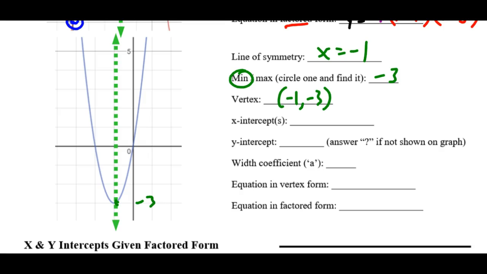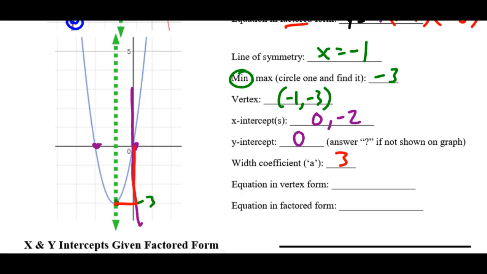X-intercepts, we get that by looking at where it crosses the x-axis, which is going to be these 2 points. Generally with a parabola, you're dealing most often with 2 points, not always. And so that's at 0 and at -2. Our y-intercept is where it crosses the y-axis, which in this case also happens to be at 0. Whenever the x-intercept is 0, it means you're also crossing at 0, 0, so you're going to get it for the y as well. The width coefficient a, that's where we start out at our vertex, go over 1 and decide how far up or down did we go. In this case, we went up 3, so a is 3.